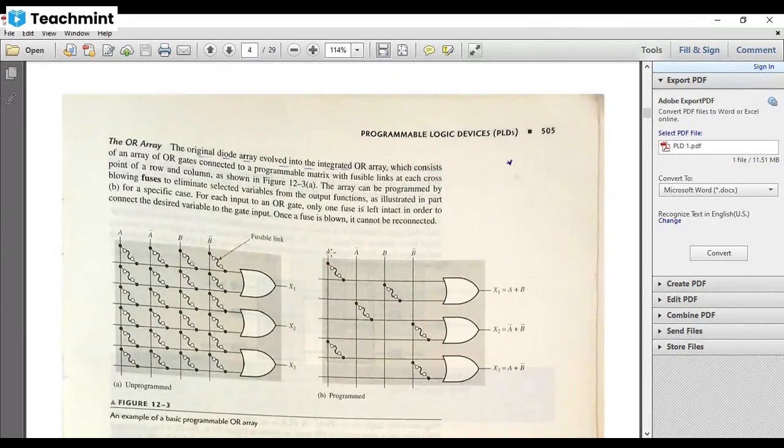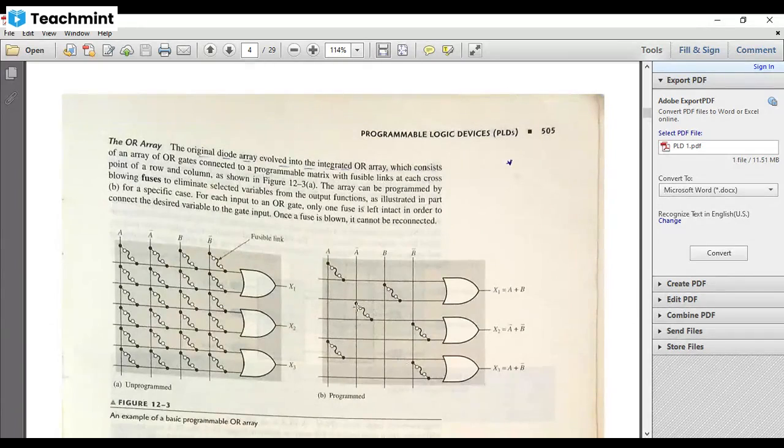So what happened, this A is connected to the OR gate and this B is connected to the OR gate. So here we are getting x1 equals a plus b. In the same way, for x2 we require a bar and b bar. So here the a bar line is through this column, and the b bar line is through this column.